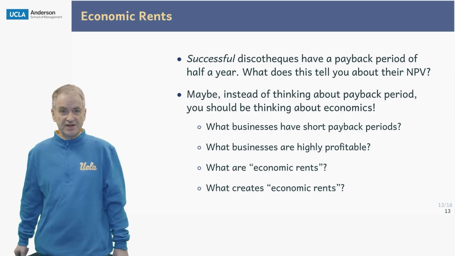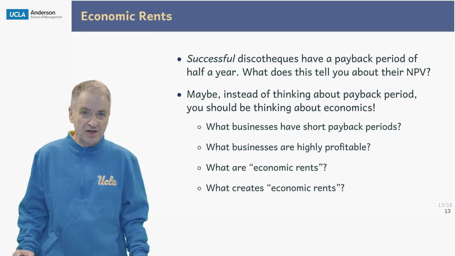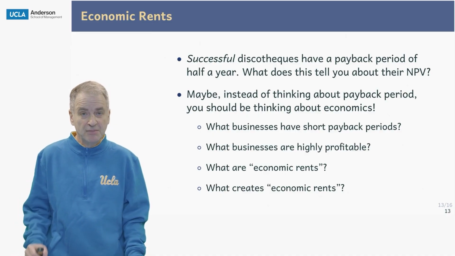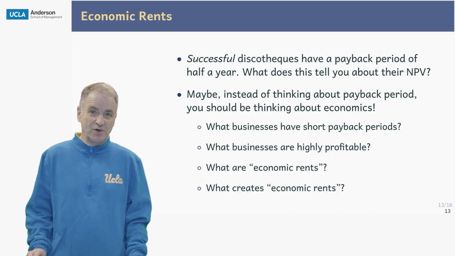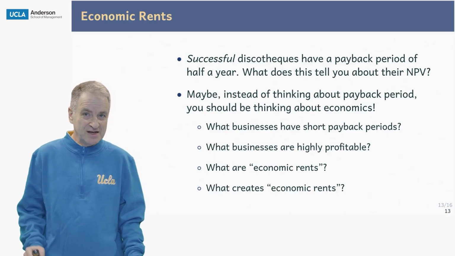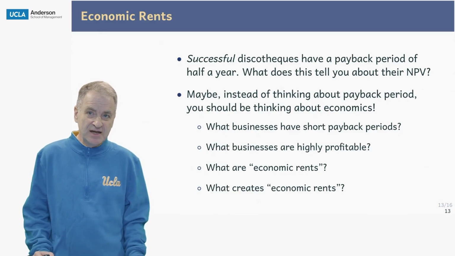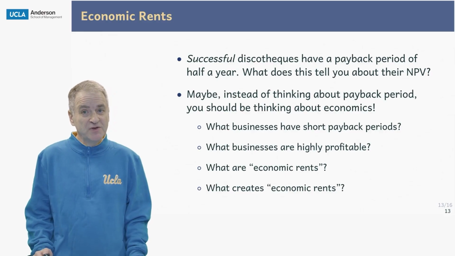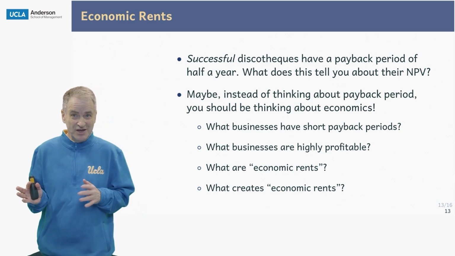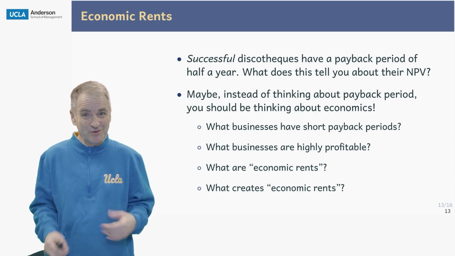So here's an interesting piece of information. Successful discotheques had a payback period of about half a year. How do I know this? Well, it turns out our family business when I grew up was running discotheques. I was not an academic up front. What does a payback period tell you about NPV? Well, for one, I can tell you that there were a good number of discotheques that never took off at all. So yes, the ones that were successful paid back all their money within 6 months, but then you also had a bunch that never really worked that well.